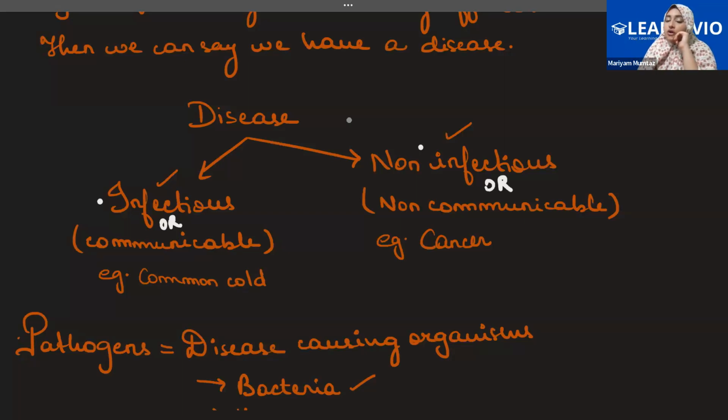Now, talking about non-infectious disease, meaning they cannot spread from one person to another, an example is cancer. If one person has cancer, no one else can get cancer from that person. So these are the classes of diseases that we have.